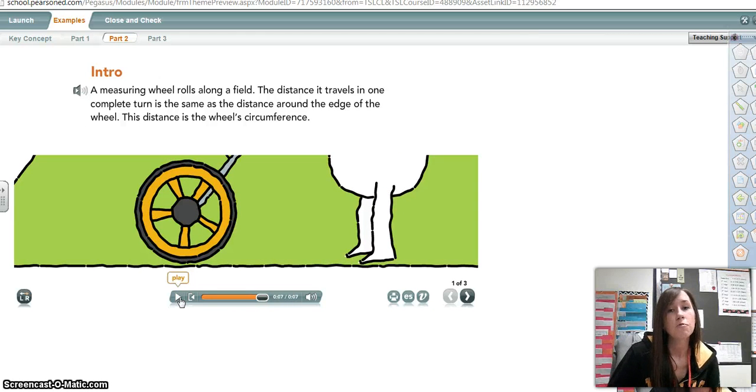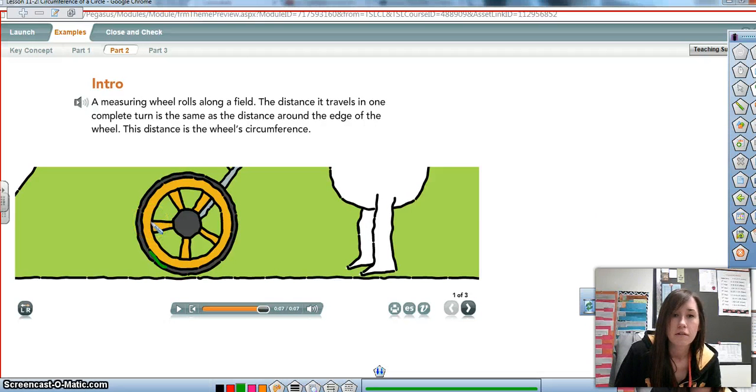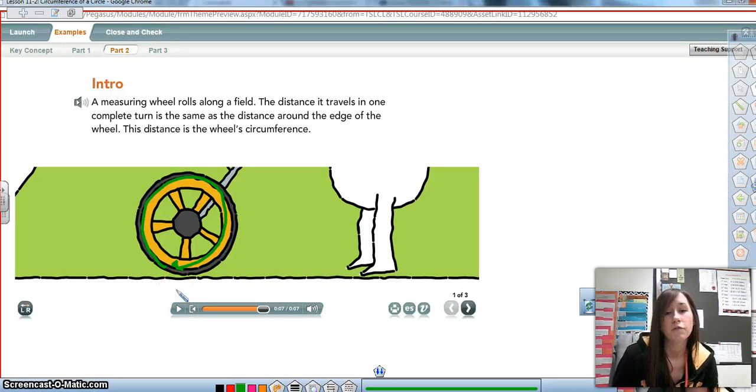If you roll a wheel along the ground, the distance the wheel travels on the ground would be the same as the circumference of the circle. So if you roll the wheel along the ground one full time, it's like you're going to roll around the circle. So rolling the wheel one full time is like finding the circumference of the circle. It rolls across the ground.